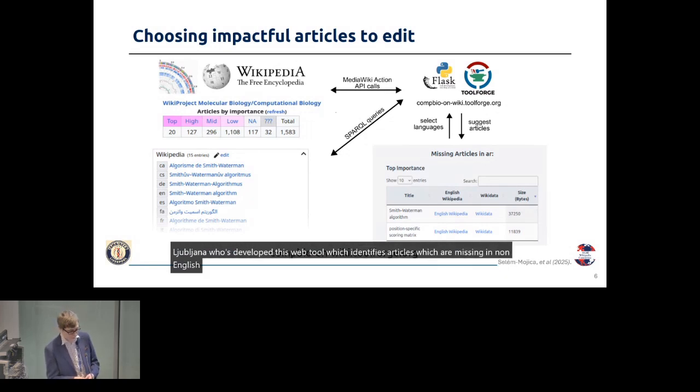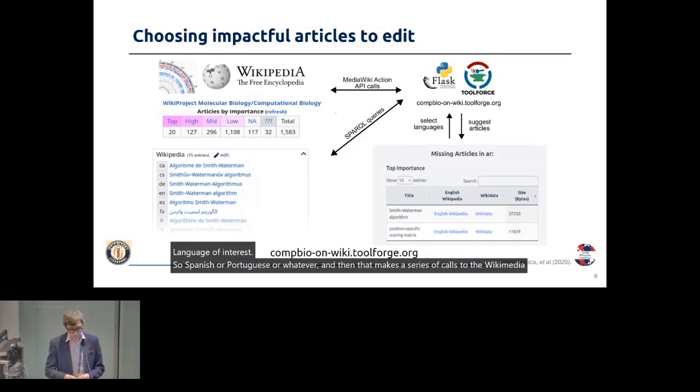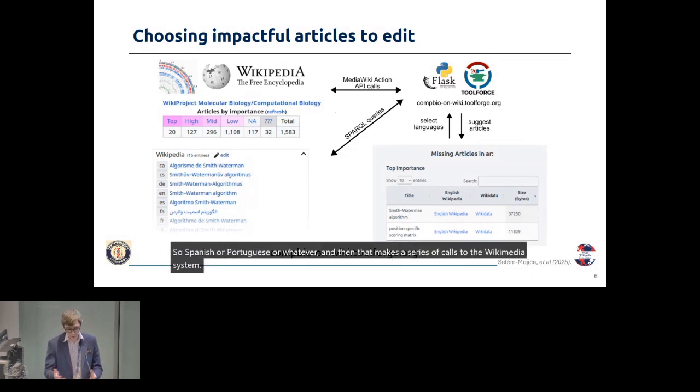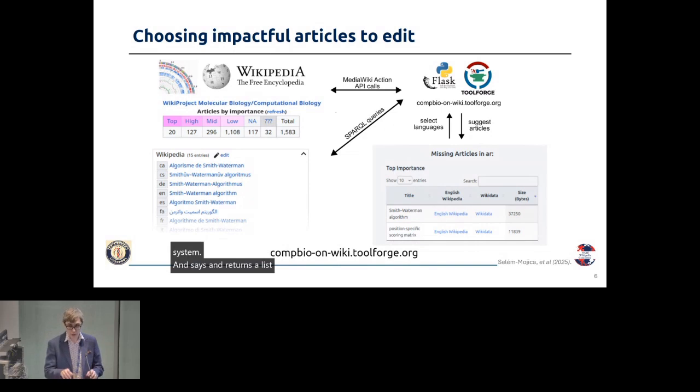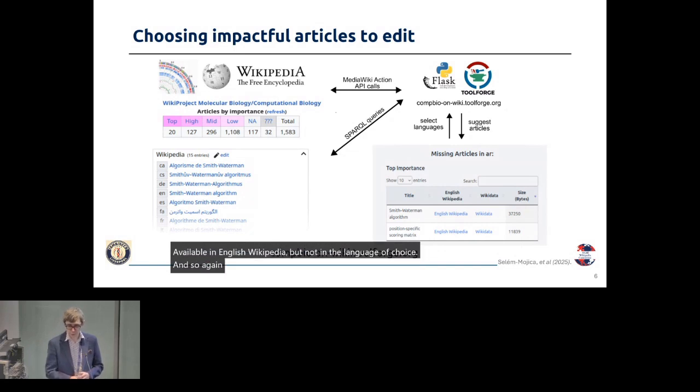So the idea here is that you can choose your language of interest, so Spanish or Portuguese or whatever, and then that makes a series of calls to the Wikimedia system and returns a list of articles which are available in English Wikipedia, but not in the language of choice. And so again, I'm going to direct you to the paper for more details on that.